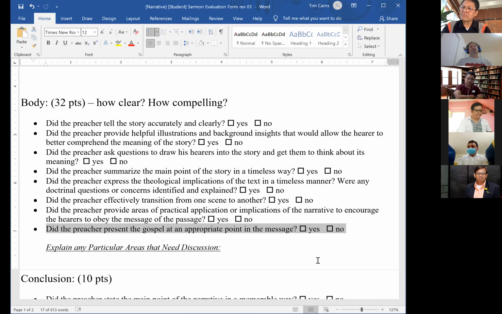Christ will be connected in some way, either by an illustration, right? Like, for example, the golden calf. There's nowhere in that passage that mentions Christ. There's nowhere in that passage that talks about the Messiah. But does the wrath of God relate to the gospel?